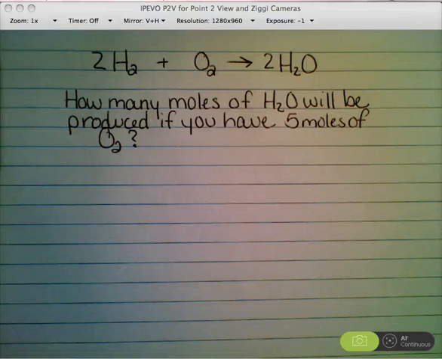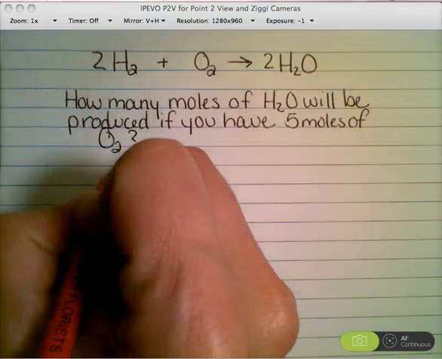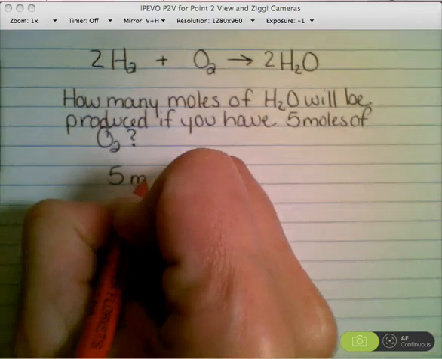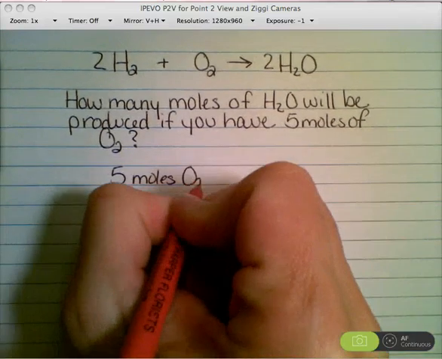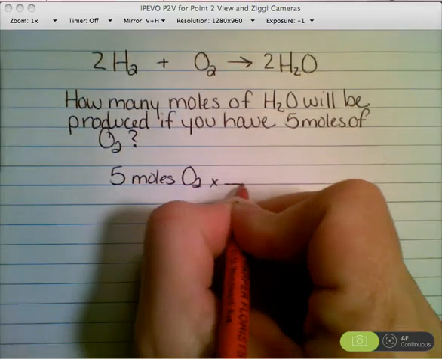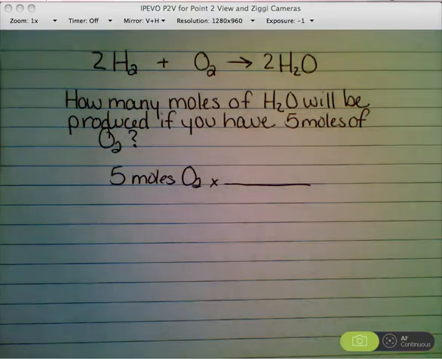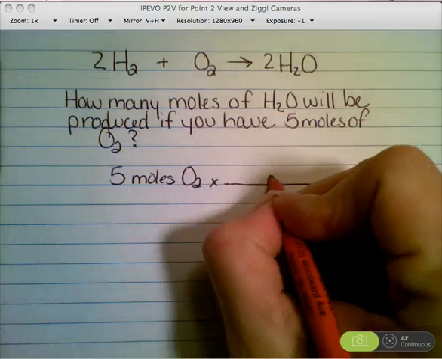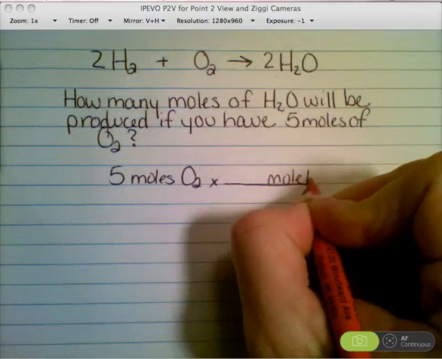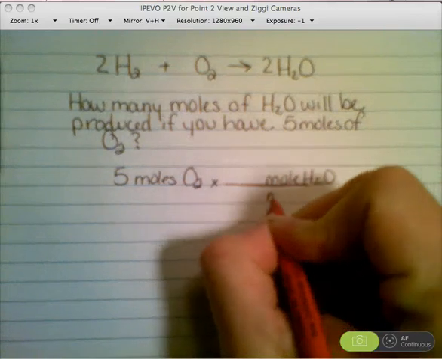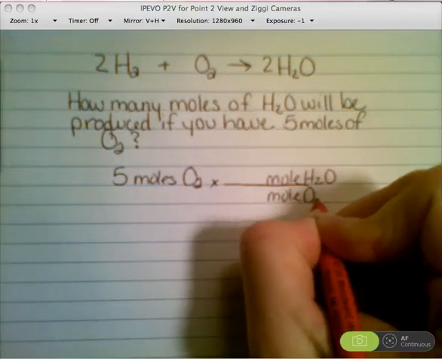So now we have a new chemical reaction, and we have hydrogen gas plus oxygen gas producing water. And so the question is, how many moles of water will be produced if we have 5 moles of oxygen? Well, I have 5 moles of oxygen to start with, and I need to figure out how many moles of water I will produce. So moles of water will be in the numerator, and then my moles of oxygen will be in the denominator.